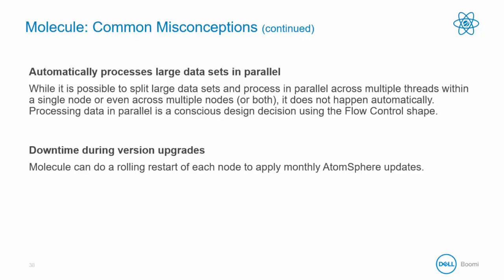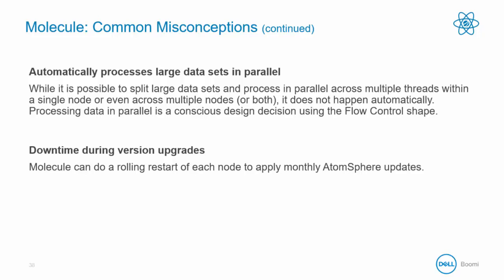A further misconception is that molecules automatically process large data sets in parallel. Some people hear multiple nodes and assume that every execution can make use of all the nodes. Now, while it is possible to split large data sets and even process in parallel across multiple threads within a single node, or even across multiple nodes or a combination of both, that does not happen automatically. Processing data in parallel is a conscious design decision using the flow control shape within your process.